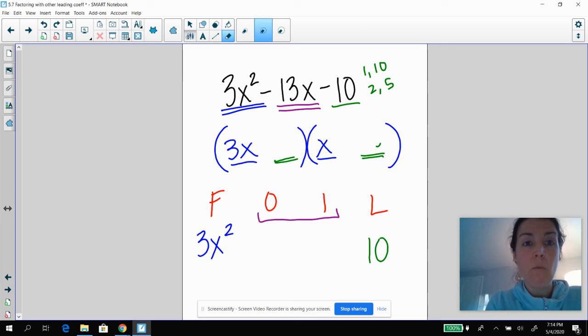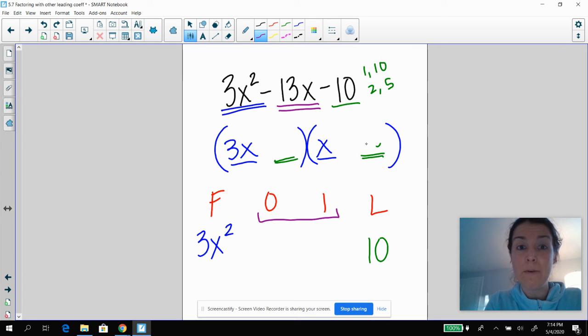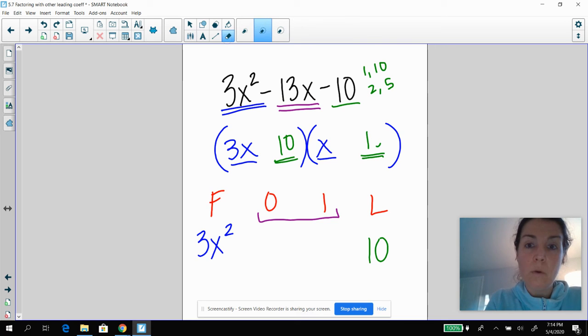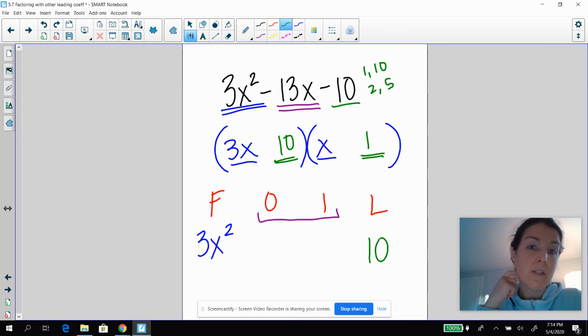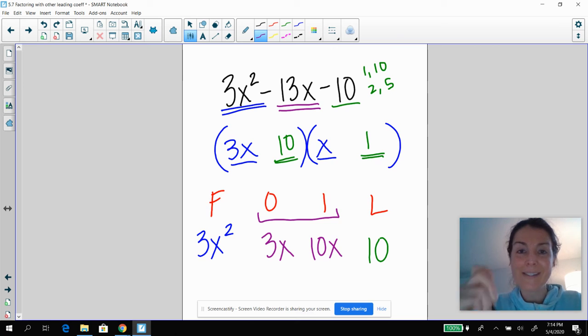Let's now see, what if I did, so I did a 1 and a 10 here, right? So what if I did a 10 and a 1? So what happens there? So if I multiply these guys out, so I know my first 2 terms, 3x squared, my outer 2 terms, 3x times 1, is a 3x, and 10 times x is a 10x. Ooh, I like this. Is there a way that I can combine 3x and 10x to get a -13? Well, yeah, I subtract them.